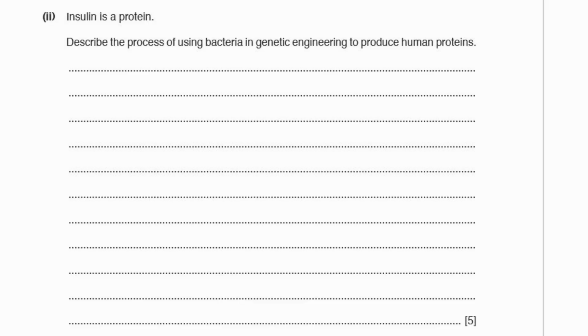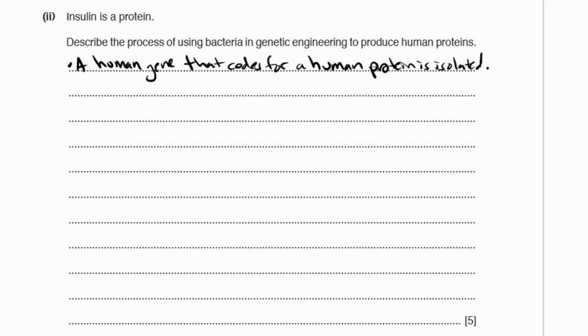Okay, this is a 5-mark question, but it's actually quite a long question, and there's a lot of information they want in it. Because if you're missing certain parts out, it's not really a very complete or correct answer. And you have to put them in the right order, so you have to know the process. So first of all, they need to isolate a human gene that codes for a human protein. So a human gene that codes for a human protein is isolated.